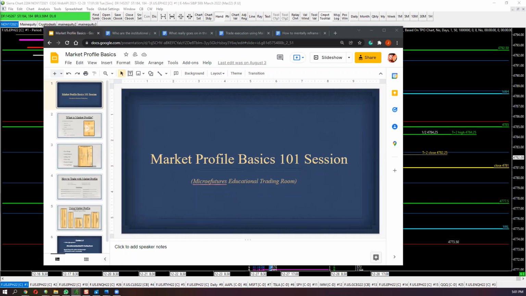And what we like to do is use these market profile charts to reveal a structure, right? To organize price and time and volume, to tell us what actually is going on in a market and how we can benefit from it.